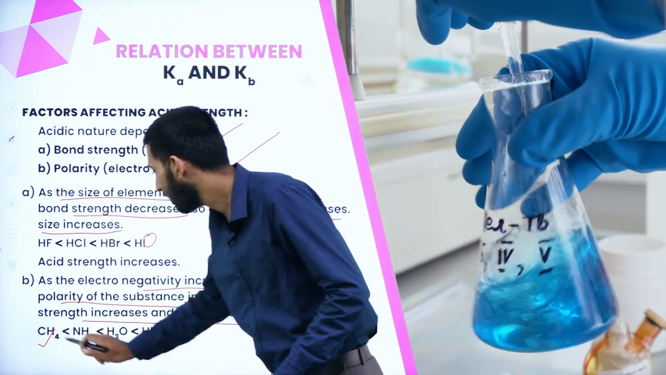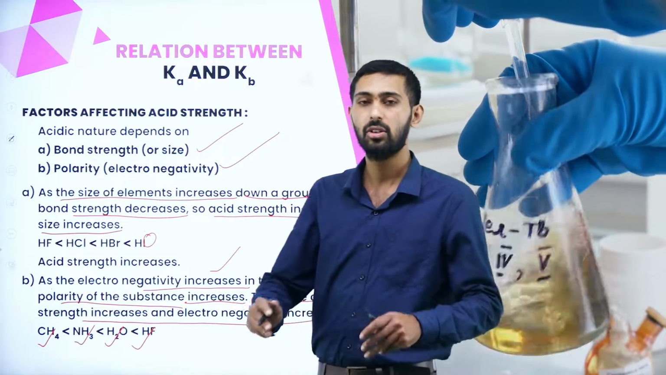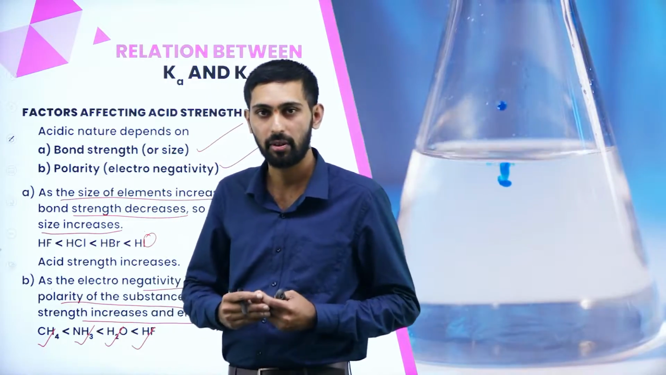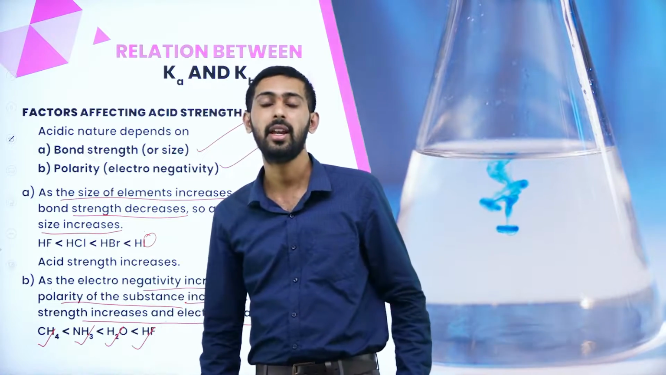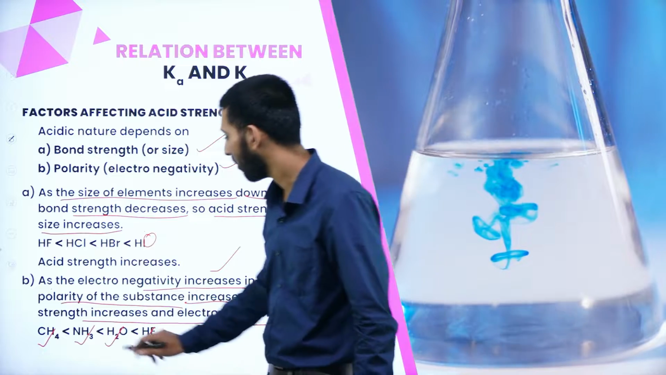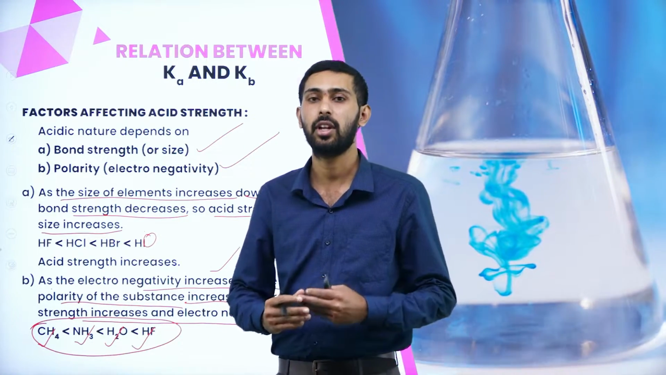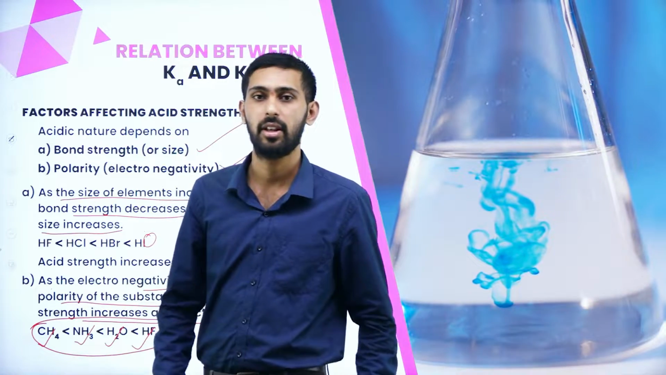Here methane is less than ammonia, water and hydrogen fluoride. So fluorine has more electronegativity when compared to all the elements in the row. In your exams, they will ask these examples: arrange these elements according to electronegativity, or increasing electronegativity.